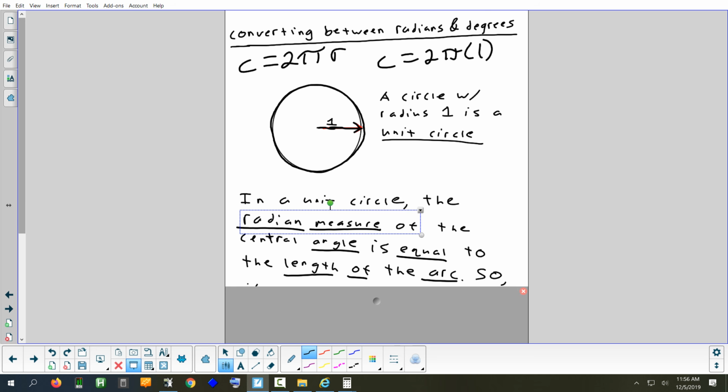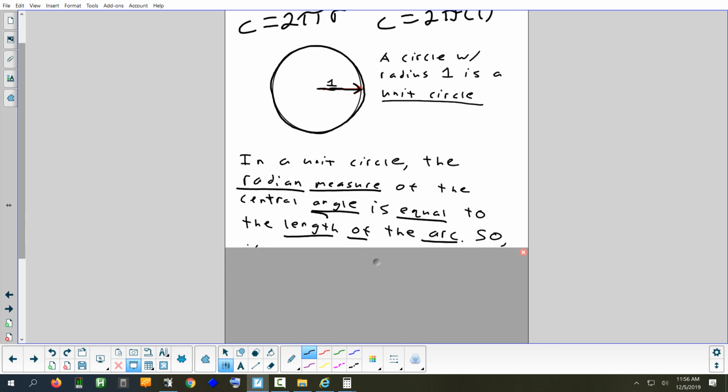2 pi. So, what you guys just found, you just told me the length of the arc all the way around the circle is 2 pi. What is the length of the arc equal to? Radians. The measure of the angle in radians. The length of the arc is 2 pi, and that number is equal to the angle measured in radians. So if this arc is 2 pi, what's the angle to go all the way around? 2 pi.